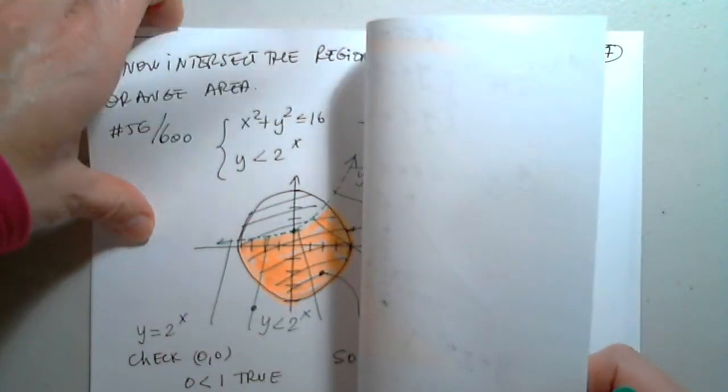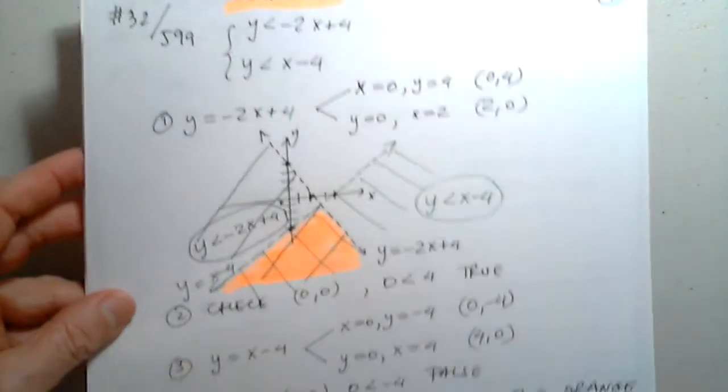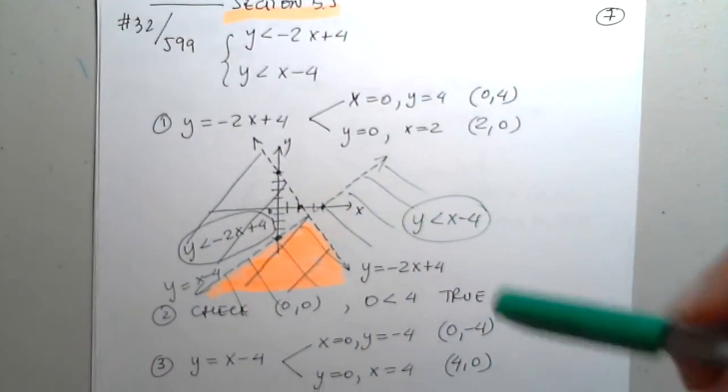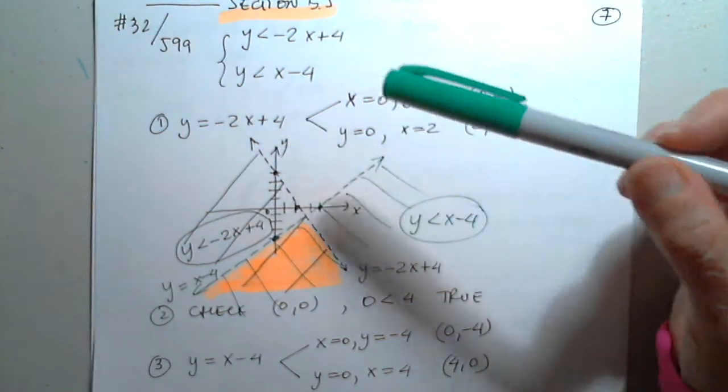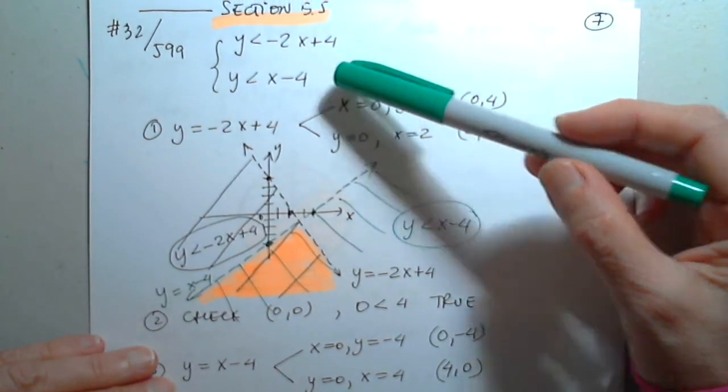Section 5.5, I think that's, yeah, the last two sections of this course. So we have systems of linear and nonlinear inequalities.